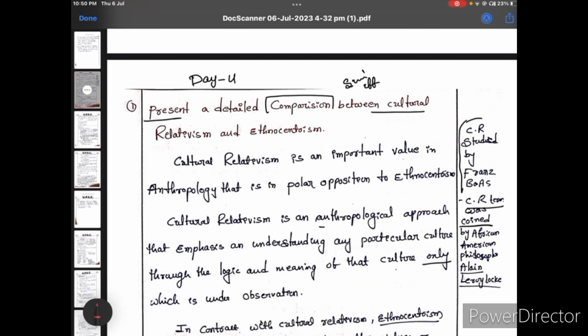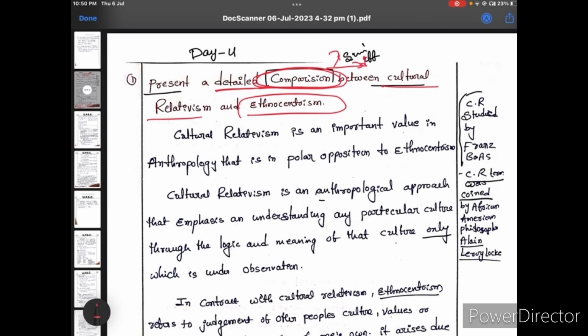So, the first question: present the detailed comparison between cultural relativism and ethnocentrism. Here the question is asking about the comparison. When they are asking about a comparison, try to write the similarities and, at the same time, the differences also. So first of all, I'll give some information here.